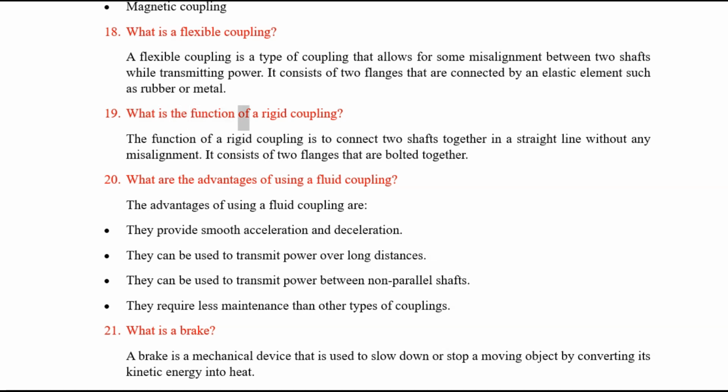What is the function of a rigid coupling? The function of a rigid coupling is to connect two shafts together in a straight line without any misalignment. It consists of two flanges that are bolted together.